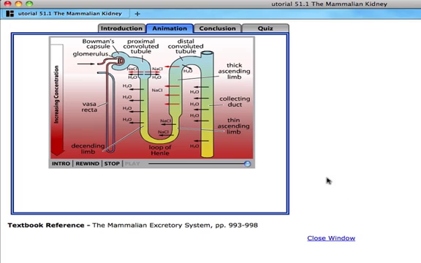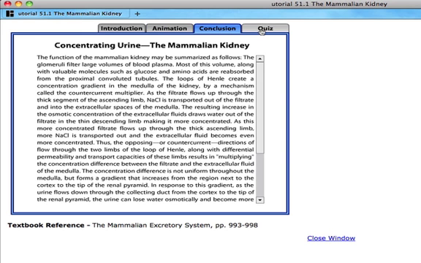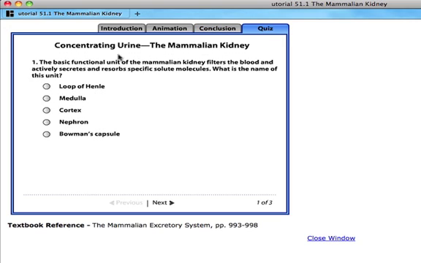Alright, as you can see, that was a very excellent explanation of how the kidney forms a hypertonic solution. We'll be able to show you a conclusion. Let's see if we can do a quiz.